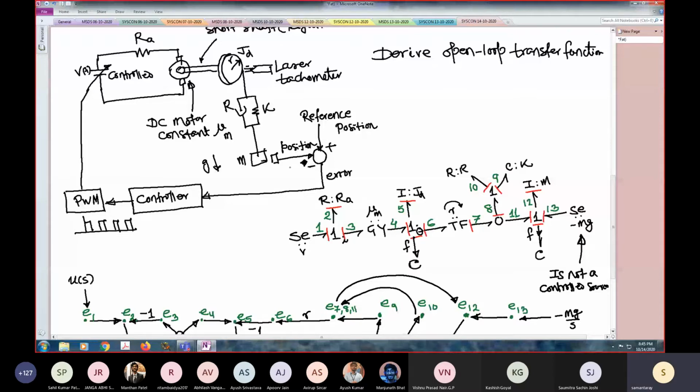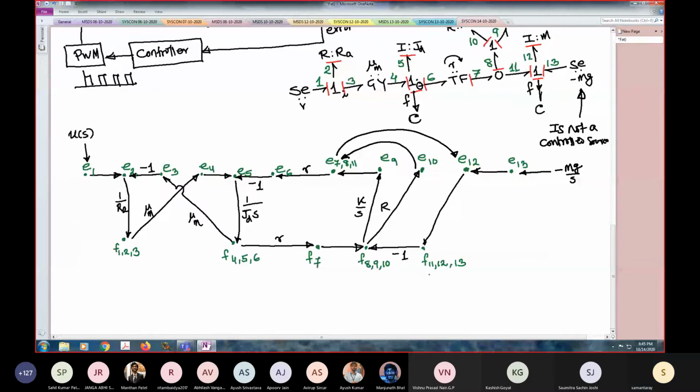So what we needed, 1 by ms. It's straightforward. For any mass appearing in integral causality, it is 1 by ms. For any stiffness appearing in integral causality, it is k by s. For R elements appearing in resistive causality, it will be flow to effort gain R. In conductive causality, it will be effort to flow gain 1 by R.